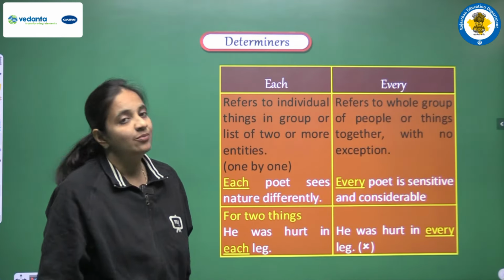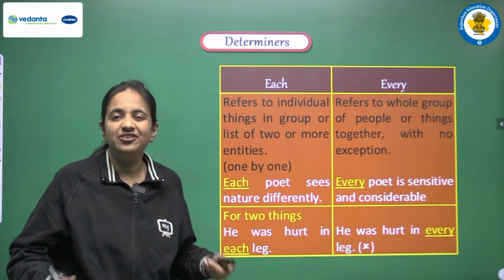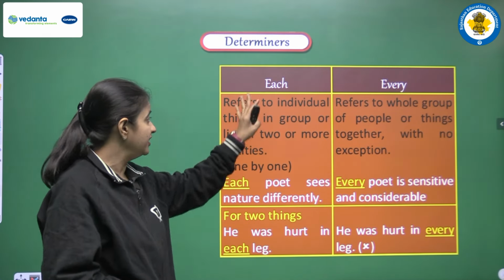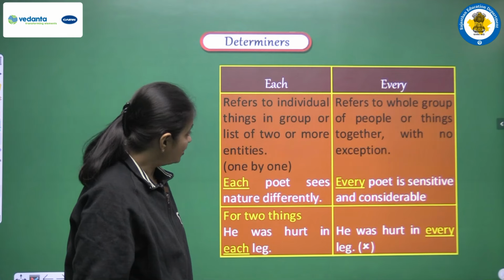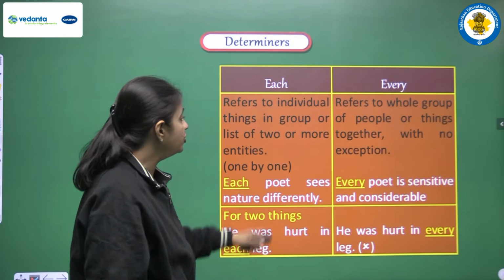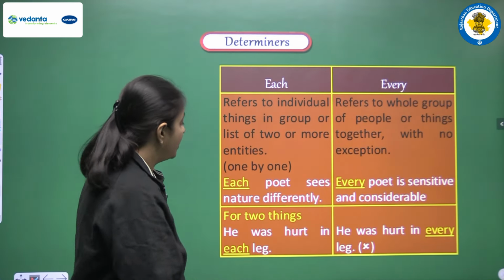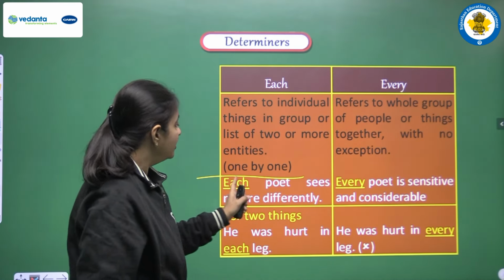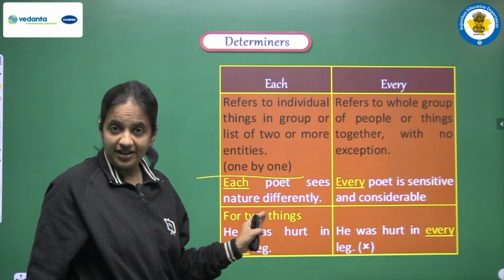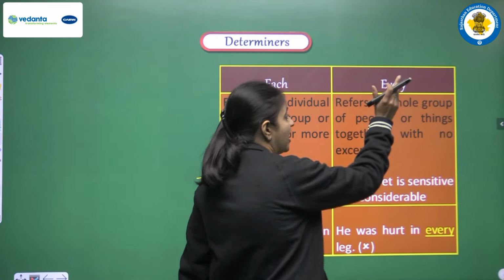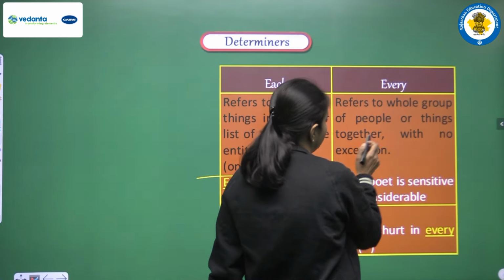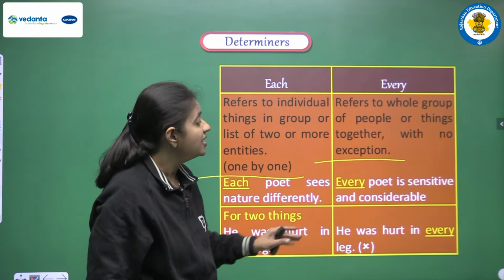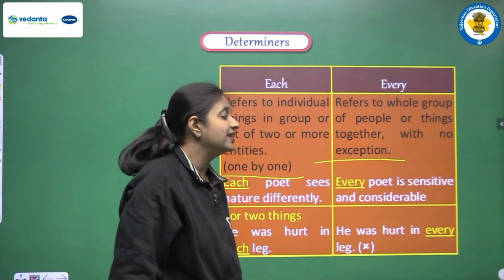Now let's see some of the uses, or some of the differences, between each and every. First of all, let's read each. Each refers to individual things in a group or list of two or more entities, and that too one by one. One example we have here: each poet sees nature differently. Now let's read about every. Every refers to a whole group of people or things together with no exception. The example is: every poet is sensitive and considerate.